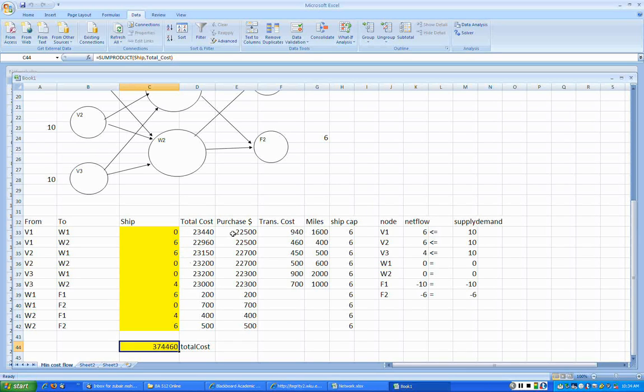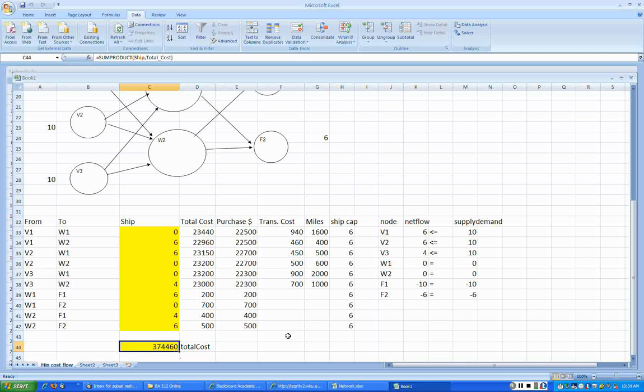So 6 and 10, that is 16. And warehouse 1 will send all the 6 units to factory 1, whereas warehouse 2 would send 4 units to factory 1 and 6 units to factory 2. So this is the minimum cost. And if you were to change from this shipping route to any other assignment, the cost is going to go up. And this is the minimal cost.